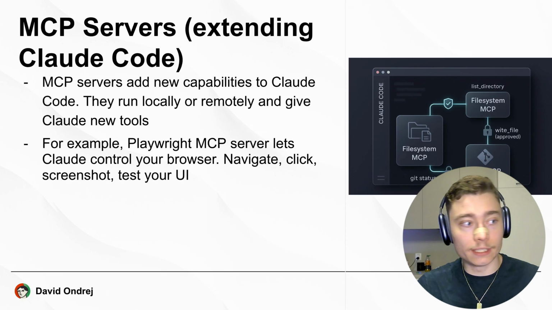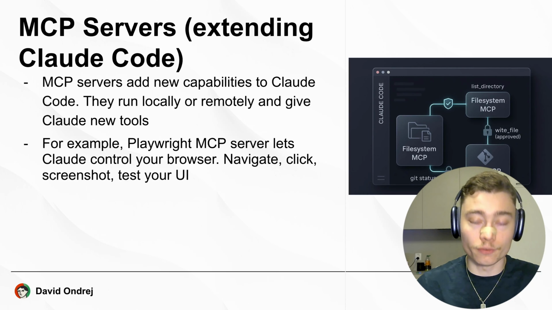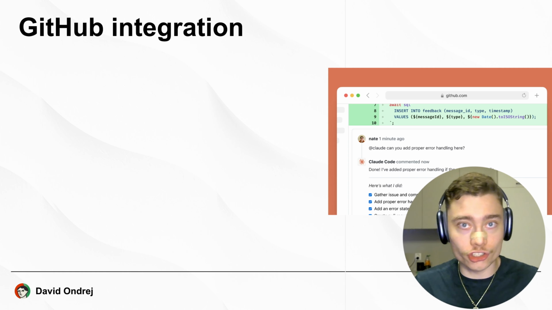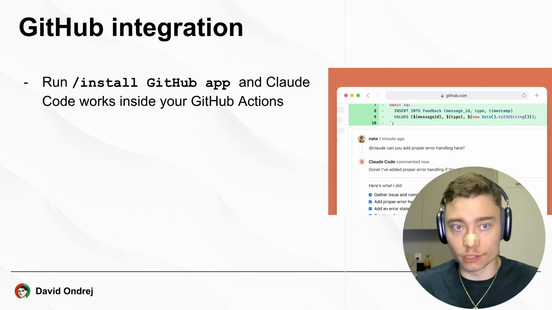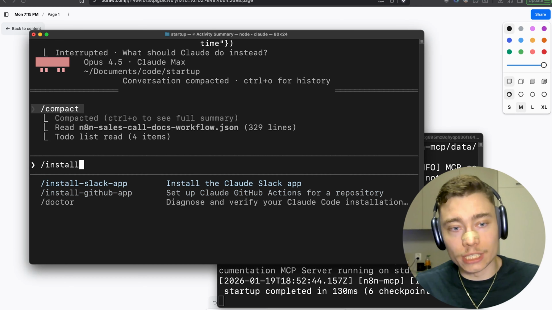Or a second example is the N8N MCP I showed you earlier, where it gives Claude Code the up-to-date documentation for all of the nodes inside of N8N. Another thing that Anthropic teaches in this course is the GitHub integration. And you can do this by typing /install GitHub app. There we go. Claude Code also has a Slack app.